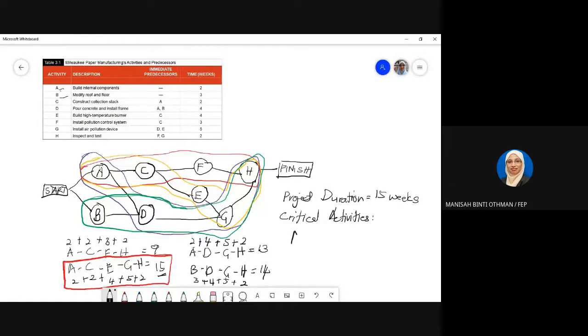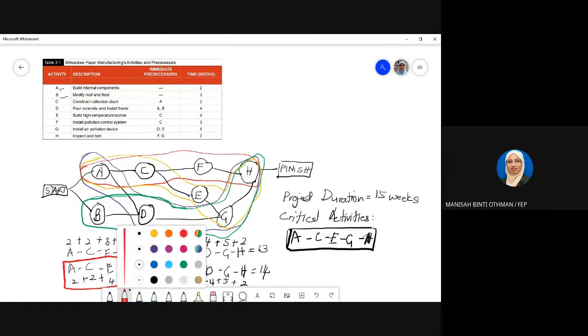Critical activities are A, C, E, G, and H. This means that the project manager cannot delay these activities. So these are the critical activities: A, C, E, G, H.